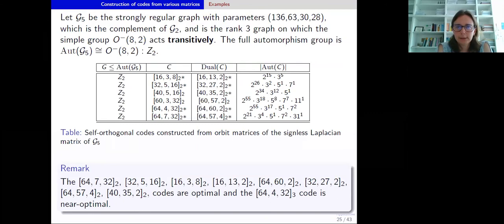And here are the results for signless Laplacian matrices. Here you have a lot of stars. So these codes are very nice. Here are binary self-orthogonal codes obtained from strongly regular graphs on which the U-82 acts transitively.